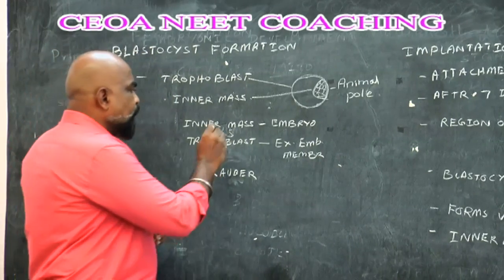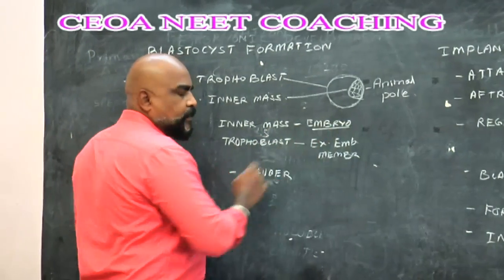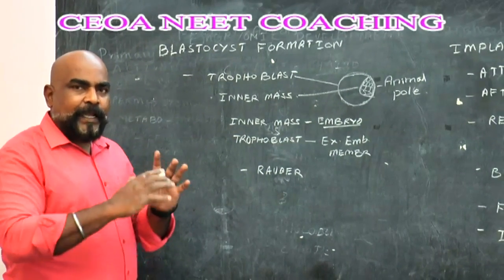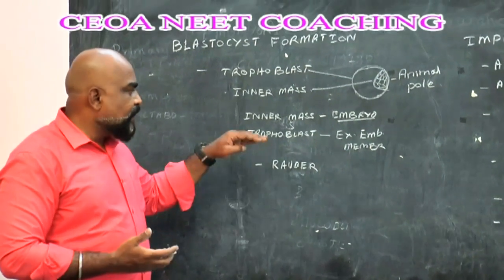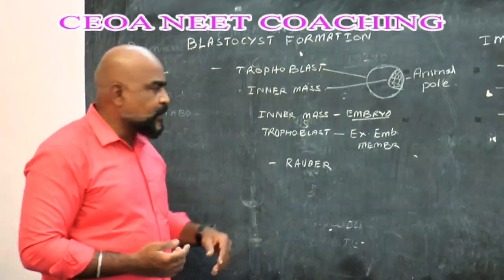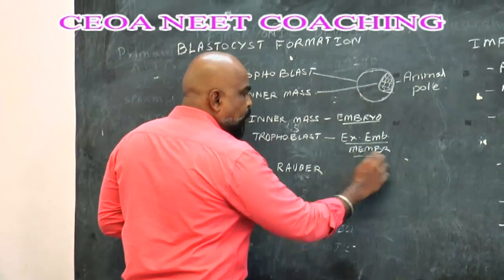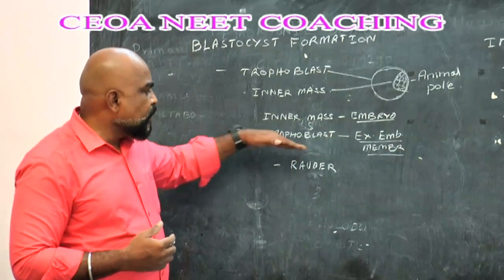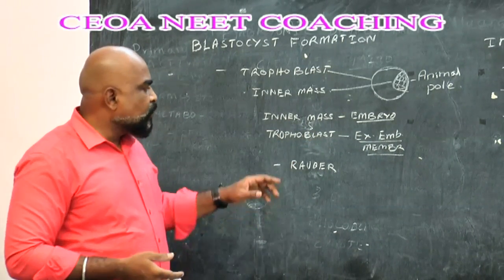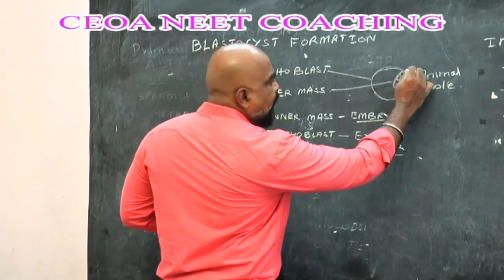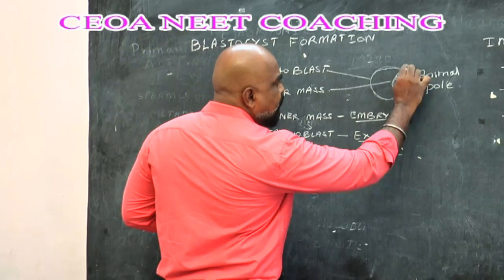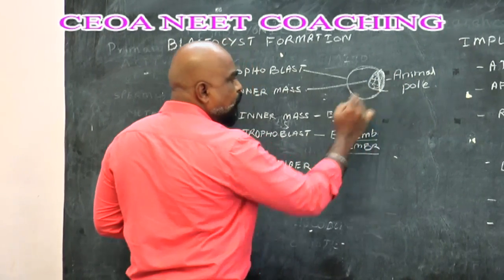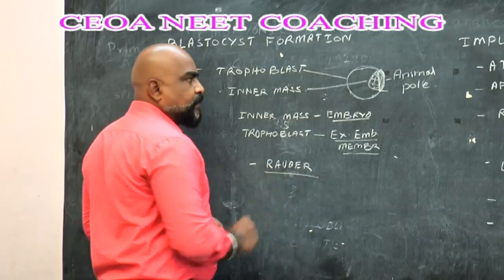The inner mass develops into the future embryo. The inner mass proliferates, it undergoes morphogenetic changes, and it develops into an embryo. Whereas the trophoblast forms the extra-embryonic membranes like chorion and allantois. All these membranes are formed by the trophoblast. And the area of the trophoblast which is getting attached with the inner cell mass is called the Rauber's layer.